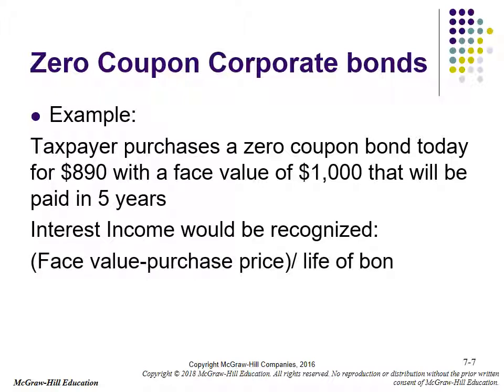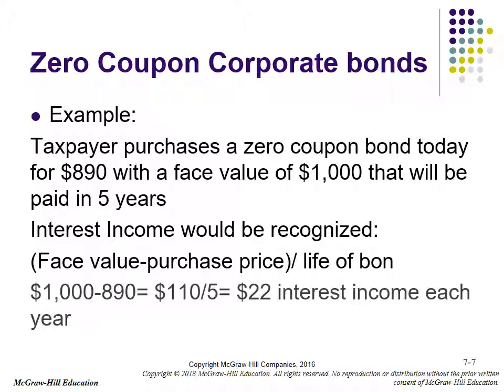That discount is really considered interest income, and it would be recognized over the life of the bond. As you can see, I added these little PowerPoints in here. So it's $1,000 face value minus the purchase price. The difference is $110. So really, they are receiving $110 in interest income because they didn't pay the full price. But instead of recognizing it all in 1 year, they amortize it or recognize it over 5 years, the life of the bond. So they'll include $22 of interest income each year.